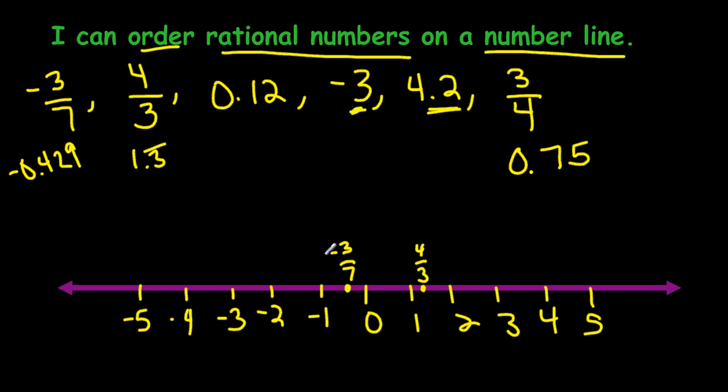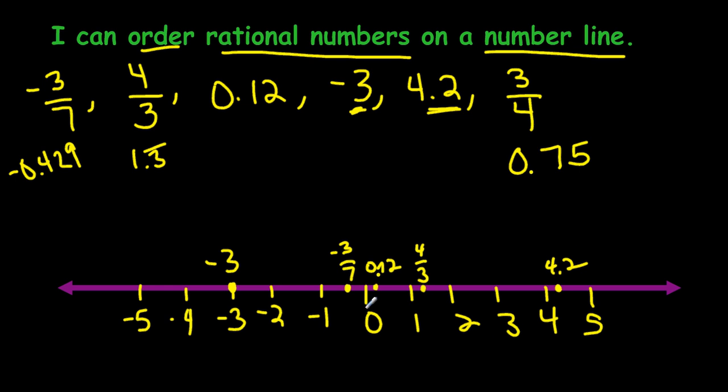Then I have 12/100. I know that's not even bigger than 1. It's still positive, so it's going to go between the 0 and the 1, but way closer to the 0. 0.12 or 12/100. Then I have -3. Woo woo! Super easy. I just got to put my dot in there. There's my -3. Perfect. Then I have 4 2/10, so I go over to 4. It's between 4 and 5, but certainly closer to the 4, though not quite as close as the 12/100 was. 4 2/10.